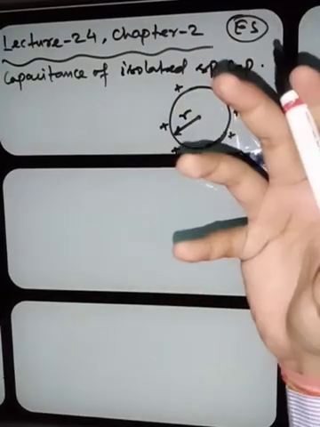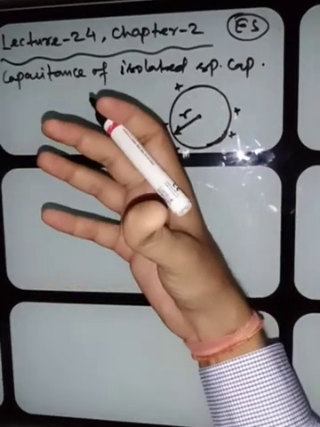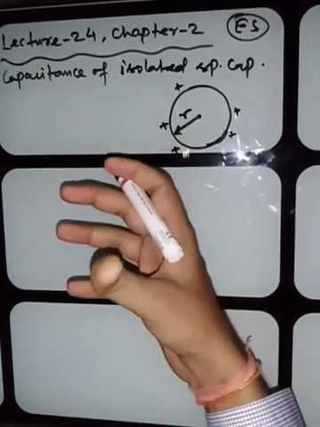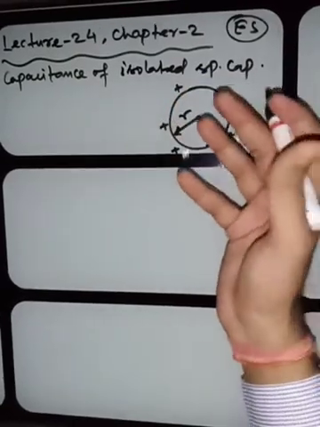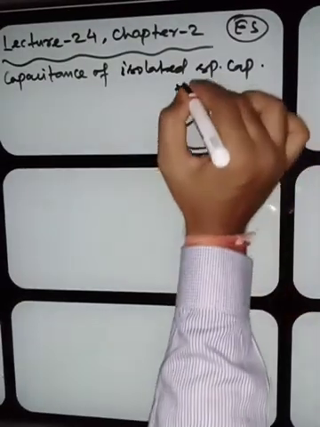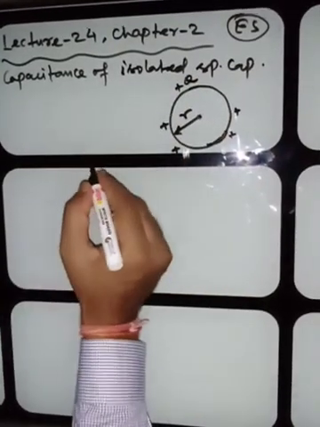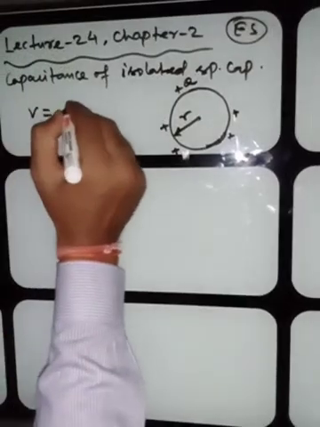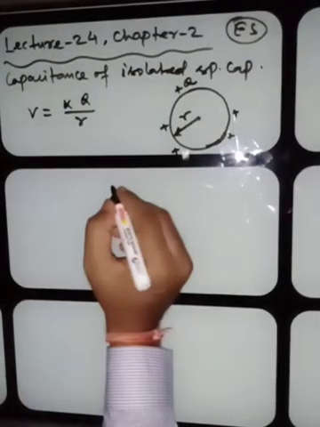To find the potential, students, we need the important thing, it is the potential. Have you studied the potential of a shell of radius r if charge q is given on the surface? And the answer is yes, we have studied. The potential is kq over r. Do you remember, my dear students?